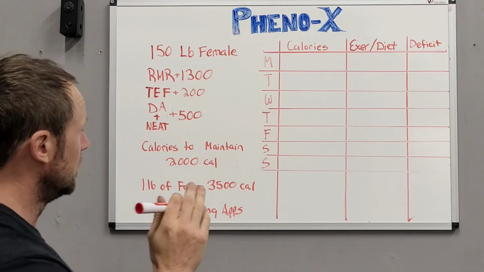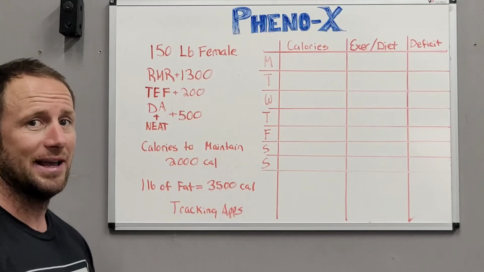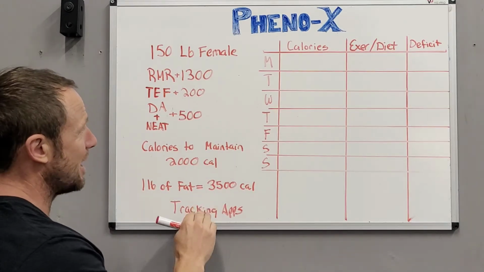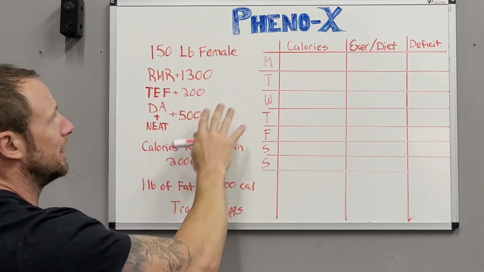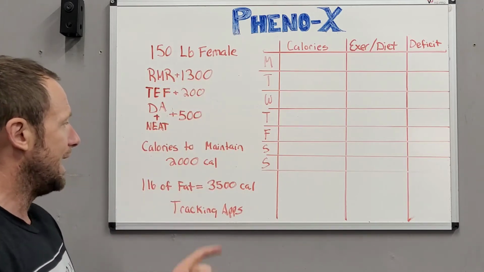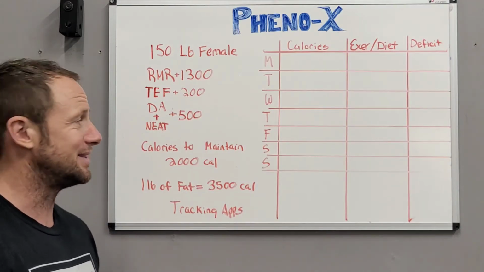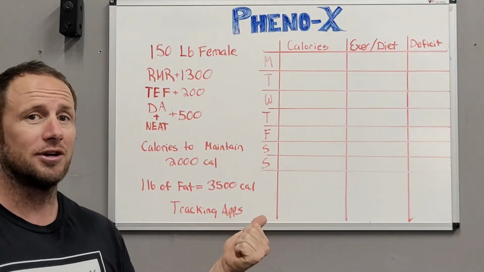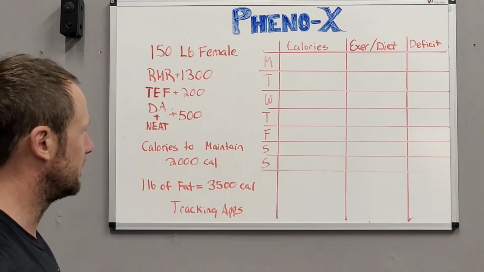So just so you know, when you use a tracking app, by you entering your information, the app is calculating this equation and creating a calorie deficit for you. That's why tracking apps are cool, because they do the work, but you're going to understand what it's doing and why it's doing it. So that's what I'm going to help you with.